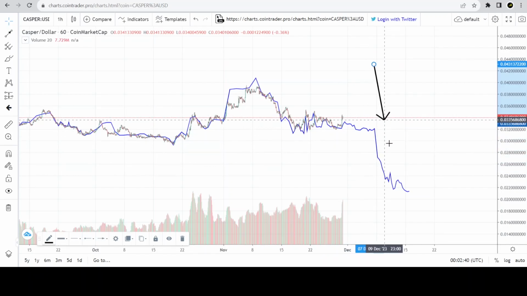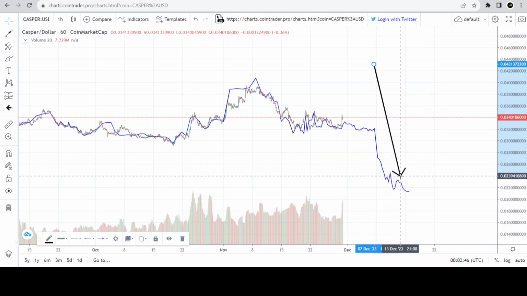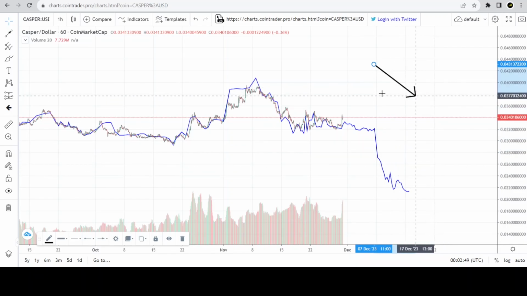So hold on. We're in for a choppy ride in the near term. But this is actually good news. From here on out, price only goes up.